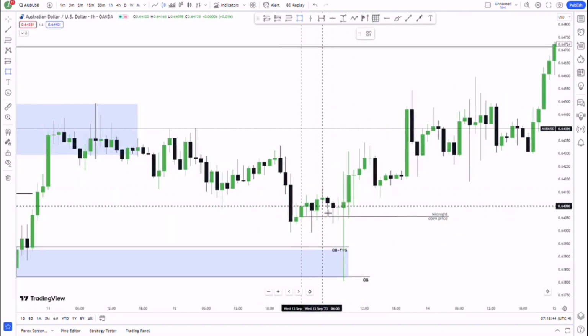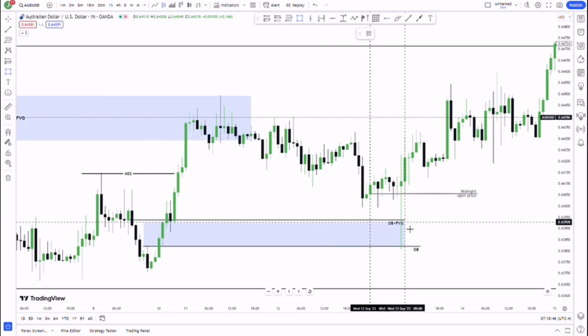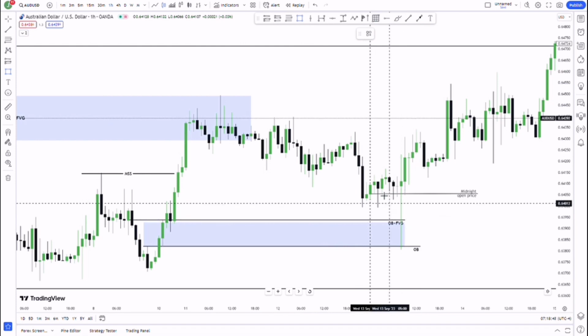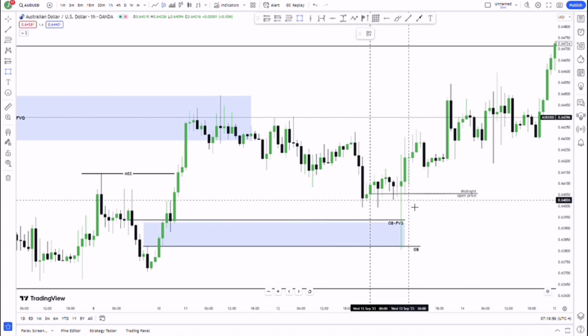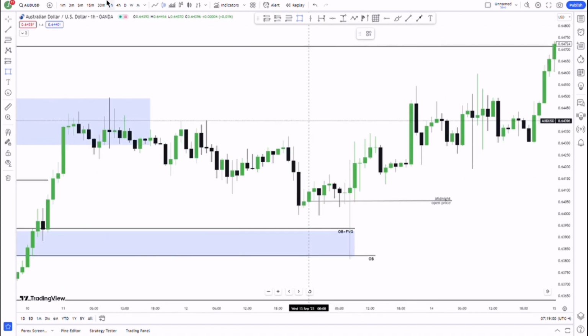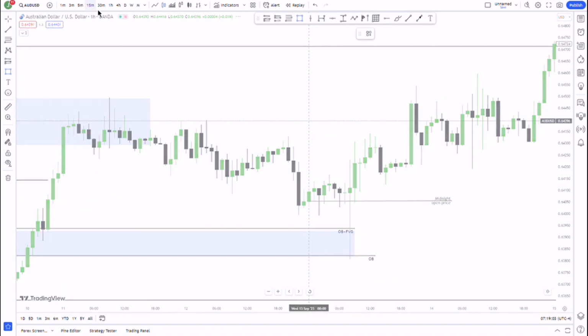So after seeing this, we expect the market to buy, but we just don't buy because it hit our order block and our fair value gap. We buy because we have to see a probable setup, right? We just don't enter. So let's just go to the 15-minute time frame.